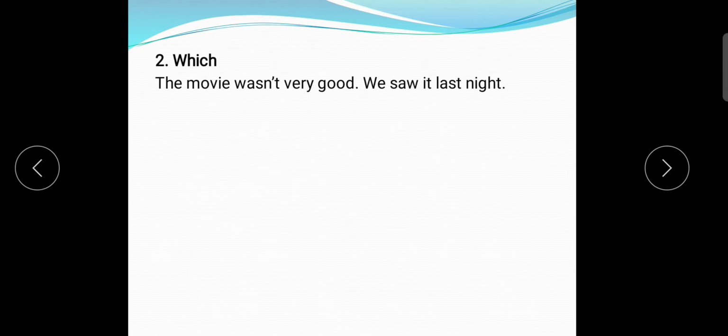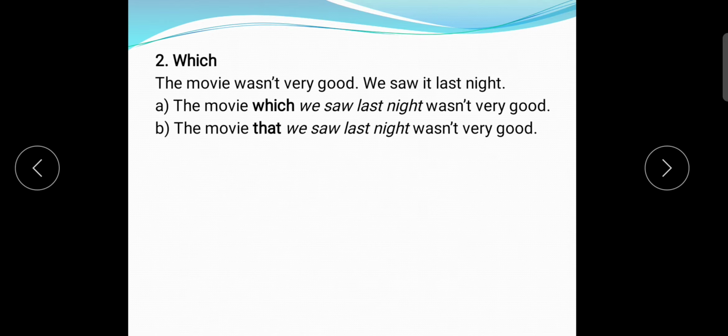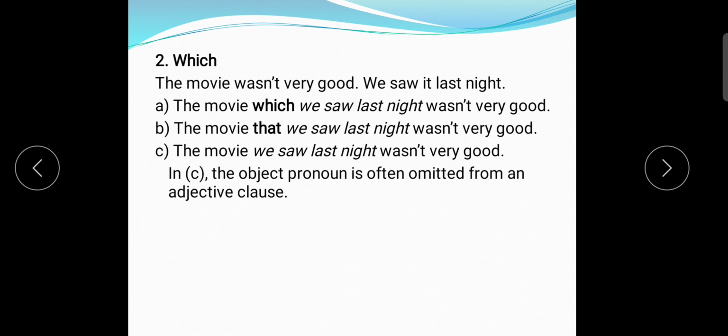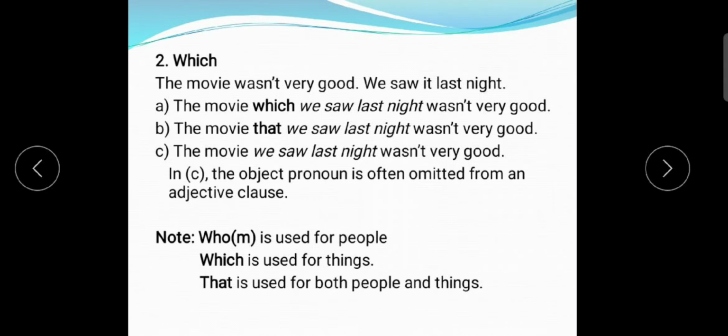Number two, which. There are two sentences here. The first sentence is the movie wasn't very good, and the second, we saw it last night. It can be combined to be A. The movie which we saw last night wasn't very good. And B. The movie that we saw last night wasn't very good. And C. The movie we saw last night wasn't very good.